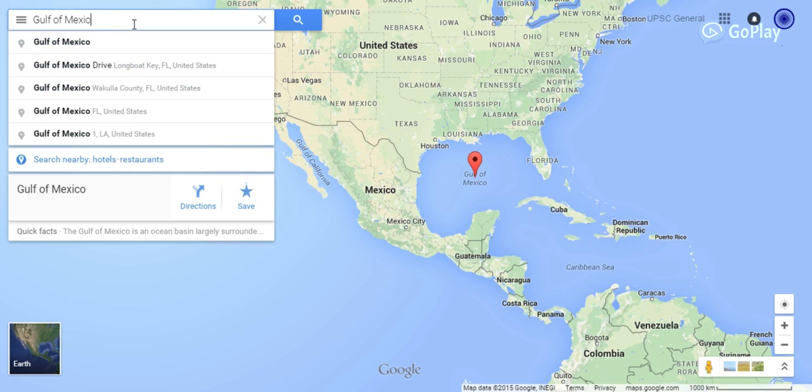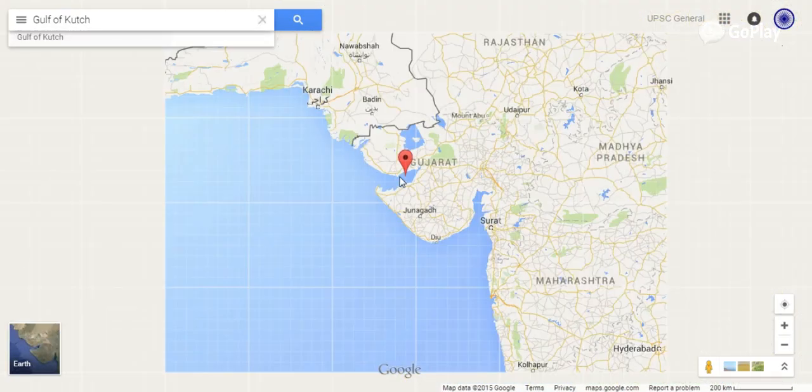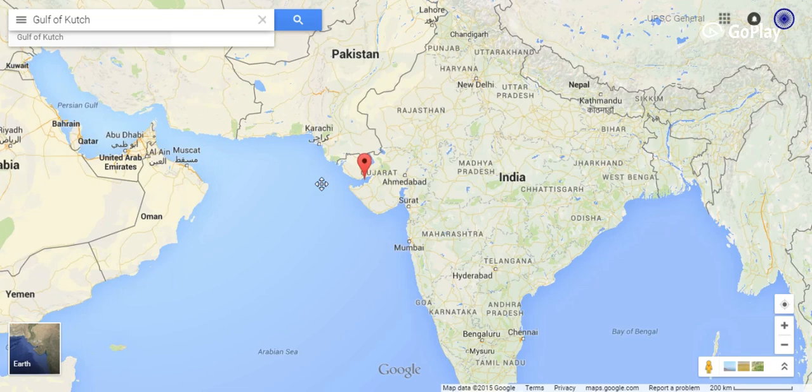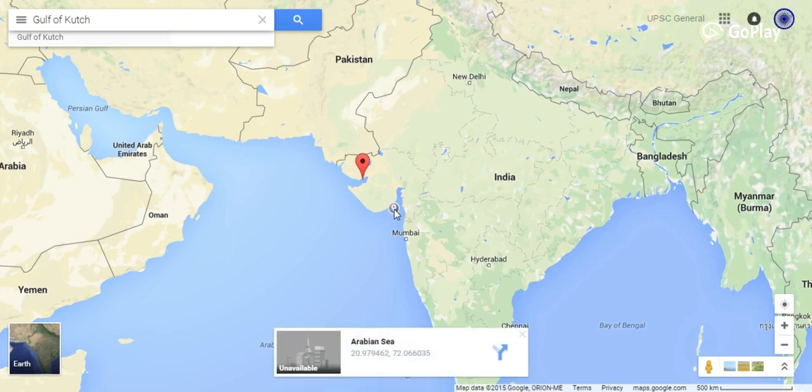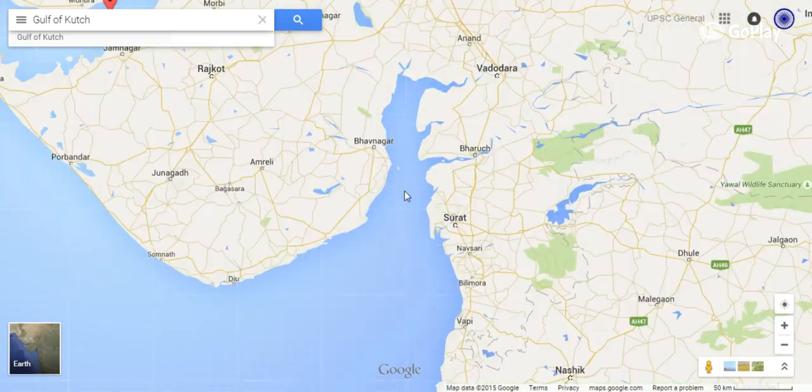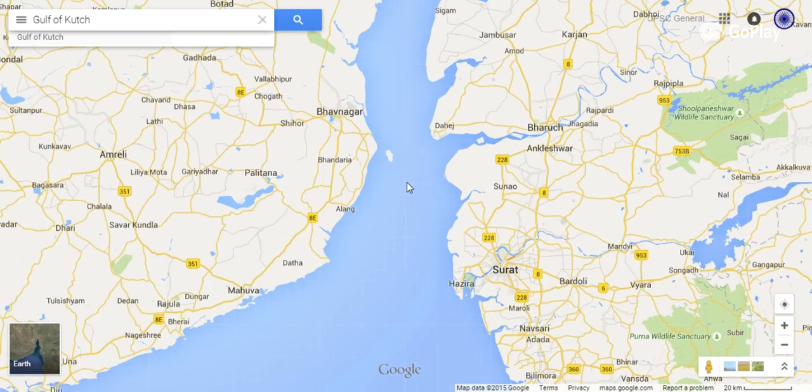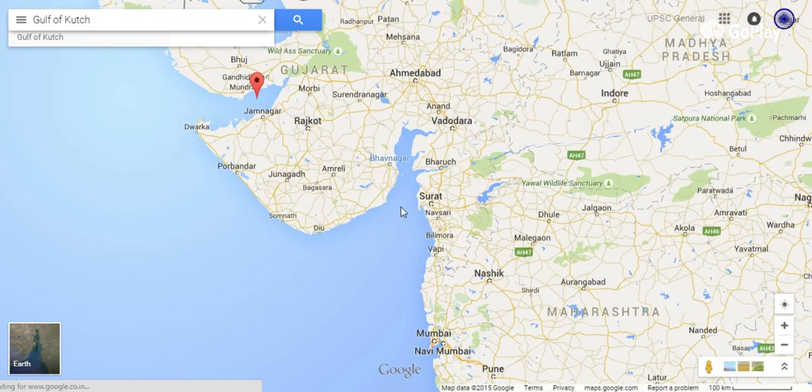Next, Gulf of Kutch. The Gulf of Kutch is in Gujarat, and it is an arm of the Arabian Sea. This is the Gulf of Khambhat, and some of the important west flowing rivers like Narmada, Tapi, Mahi and Sabarmati drain into this Gulf of Khambhat. This is the Gulf of Khambhat and this is the Gulf of Kutch.